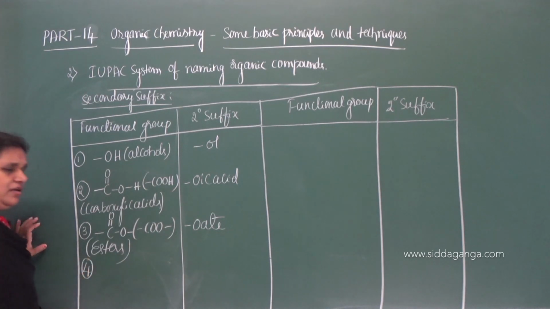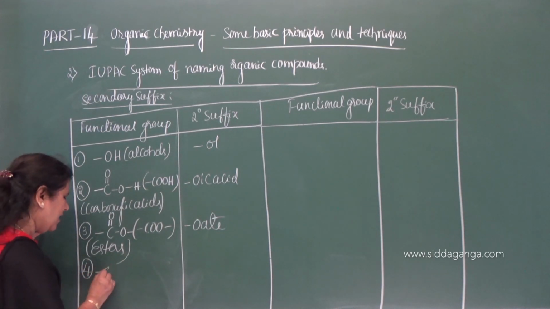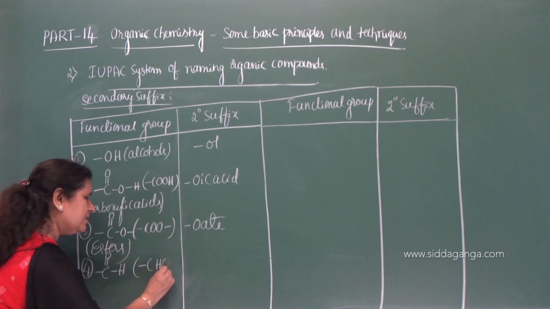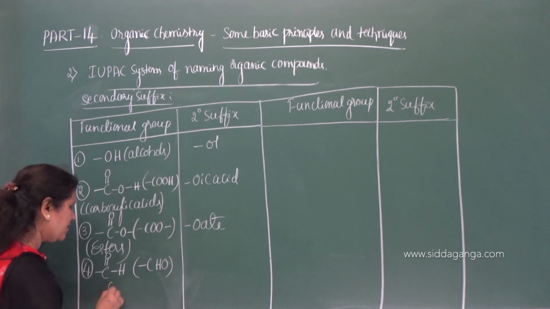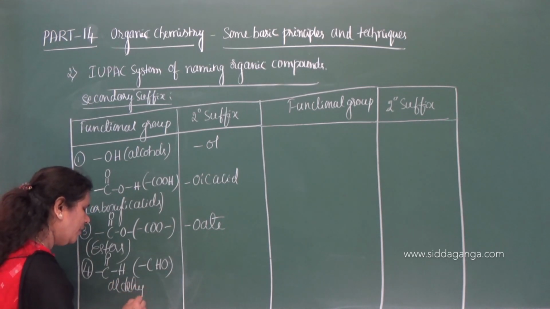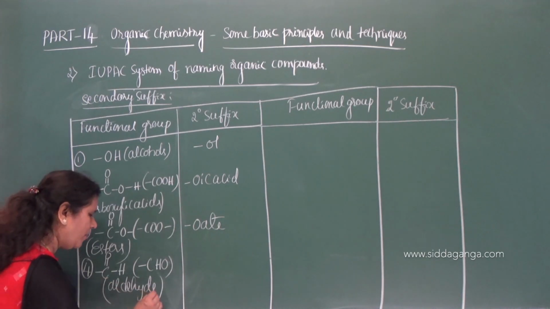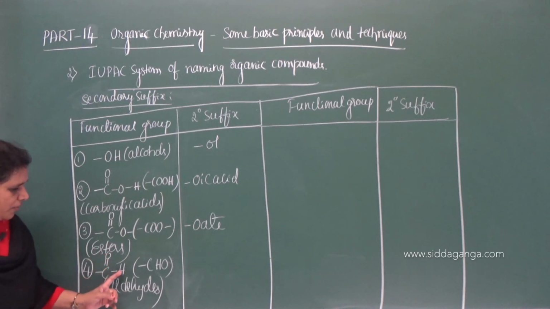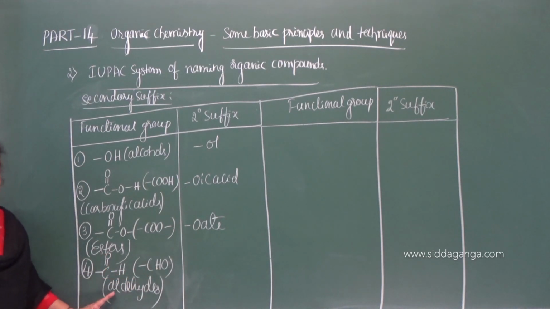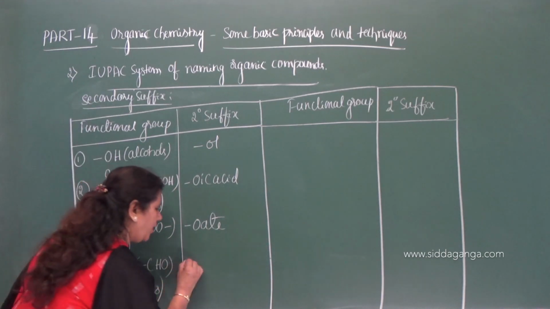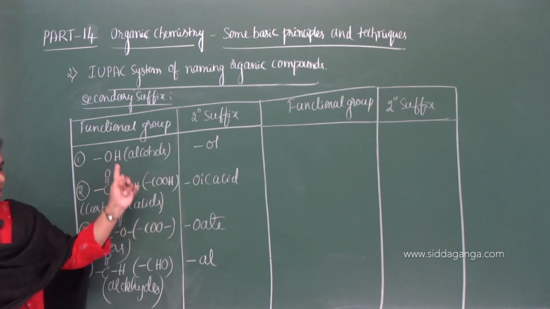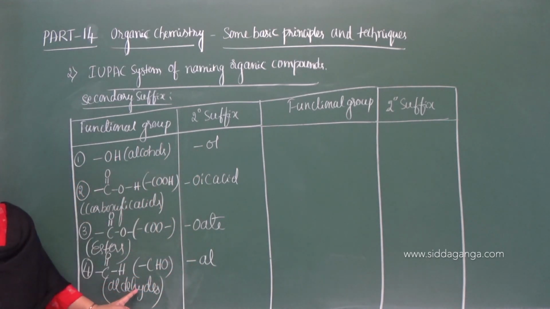And the fourth one, if you take C double bond OH, or you can write it as CHO, it is the functional group of which class of organic compounds? Aldehydes. Correct? CHO, C double bond OH or CHO, this is the functional group of aldehydes. Correct? Then you have to write AL. So OL is for alcohols, AL is for aldehydes.